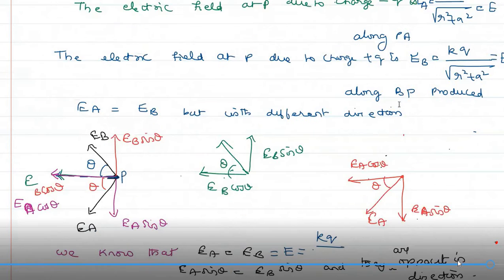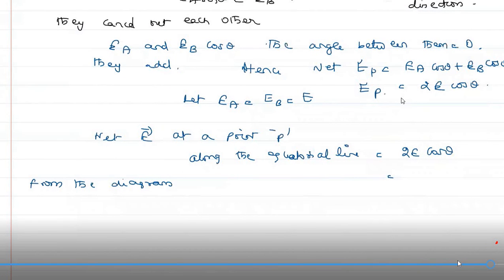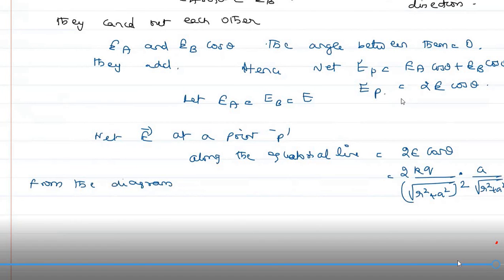Yes, ma'am. Now substitute this value here. So what we have got? 2KQ by square root of R square plus A square, the whole square, multiplied by what is cos theta value? Cos theta value is A by square root of R square plus A square. Any doubt, you can tell me now.